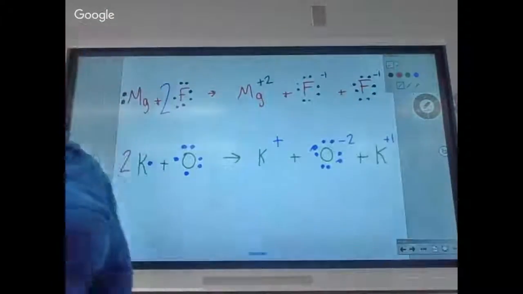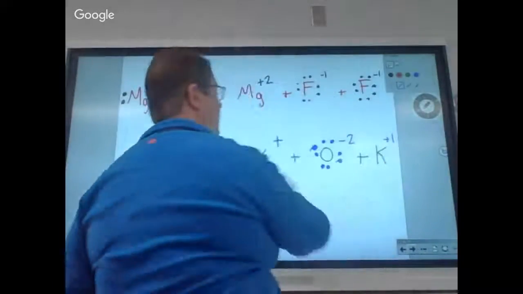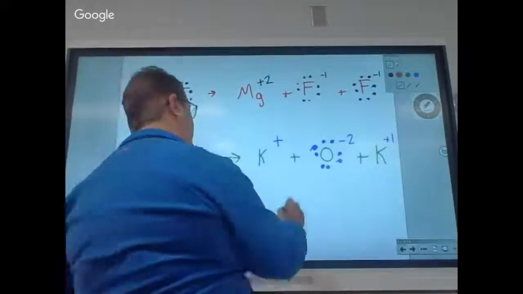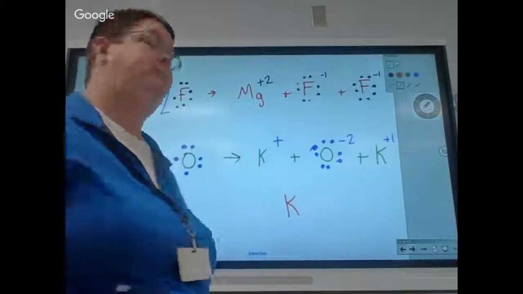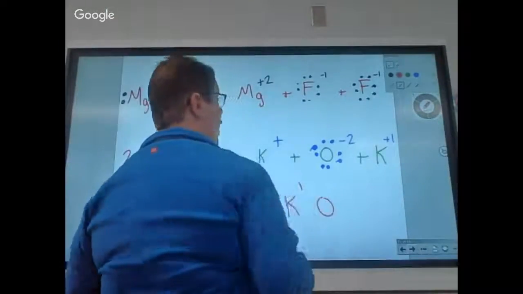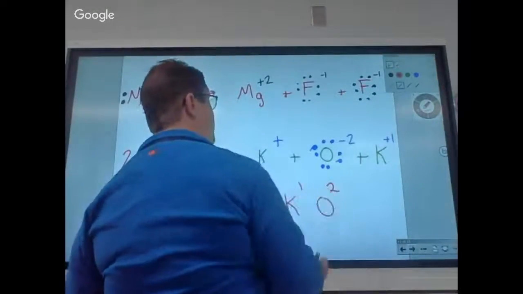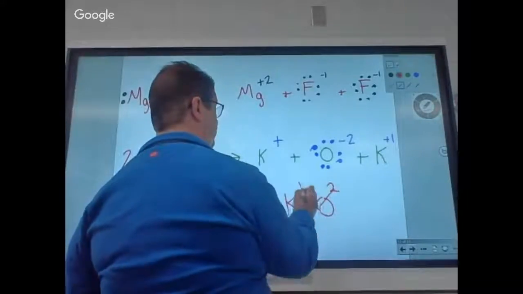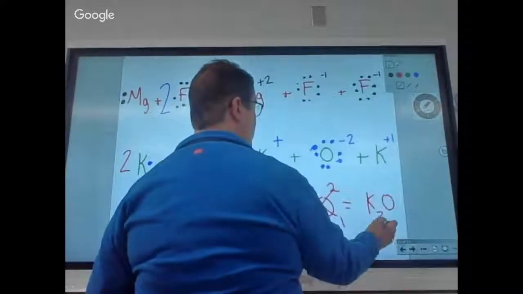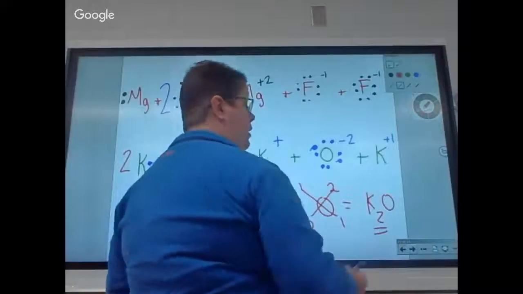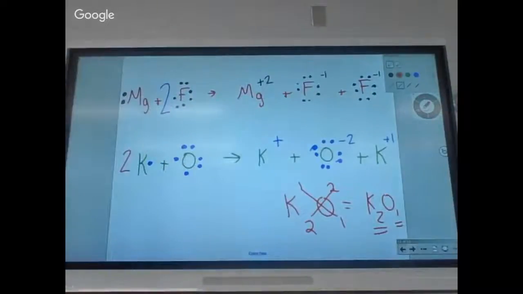Now, for those of you who are going, we're just making up stuff, if you need a shortcut to figure out how many you need over here, what's the oxidation number on potassium, using what we've learned from the periodic table? What's the oxidation number on O? Negative 2. If you crisscross and write the formula, you have K2O. You need how many potassiums? 2. You need how many O's? 1. You need 1 O. You need 2 Ks.